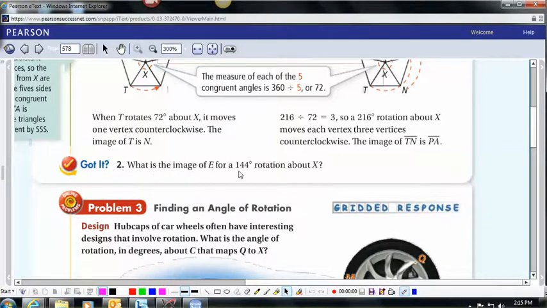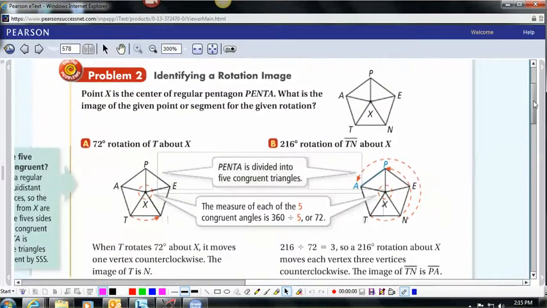What is the image of E for a 144 rotation about x? All right, E for 144 degrees about x would become? A, very good. 72, 144. 72, 144 would become A. 216. What's next? 288 and then 360, right? Because it's got 5 sides. So 360 divided by 5 gives you each rotation.